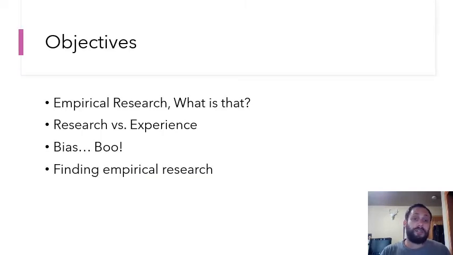So our objectives for today, we're going to talk about what empirical research is, dive deeper into what that is. We're going to talk about research versus experience. Then we'll talk about bias and overall what bias is. It's not exactly a good thing, but it's unavoidable, so we need to talk about it. And then we're going to talk about finding empirical research and ways that we can get to it.